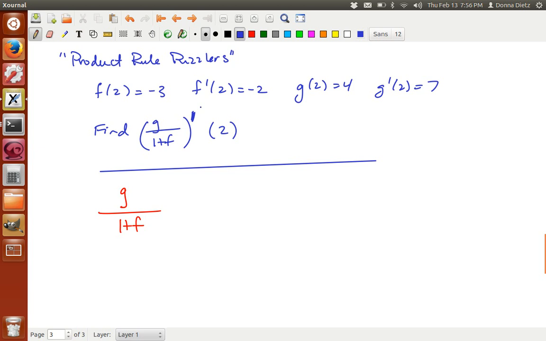Actually, I could have found g over 1 plus f squared. That would have been fine. I would have calculated g of 2 over 1 plus f of 2. Once I got that fraction, I would have squared it. That would have been fine. But we're going to actually take a derivative.